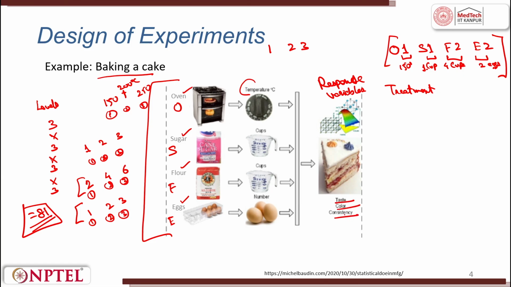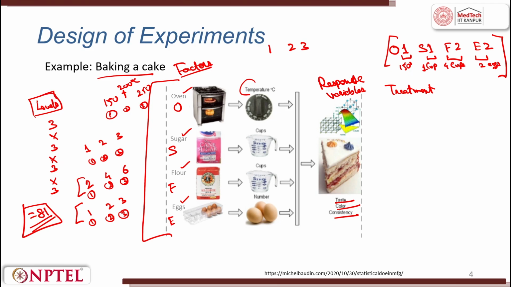The taste of the cake, with more sugar it will be more tanginess, with higher temperature the color would become more dark. The consistency would be depending upon maybe egg or some other factors. So, we do not know which of these, when I say factors, I am talking about the input variables for which different levels are there.